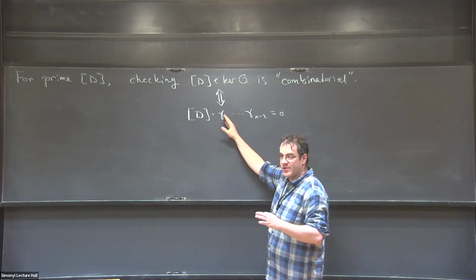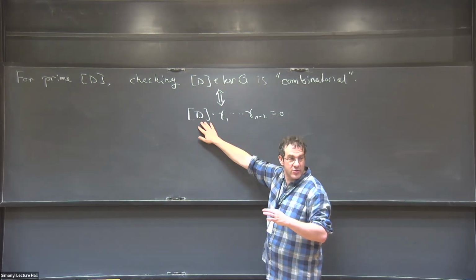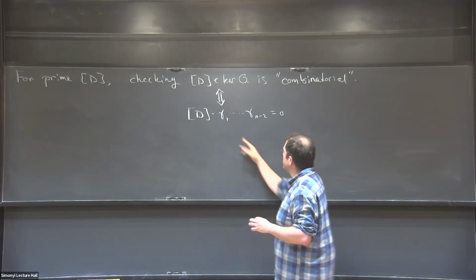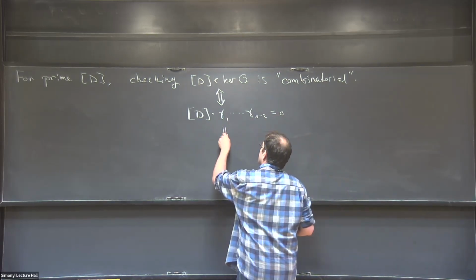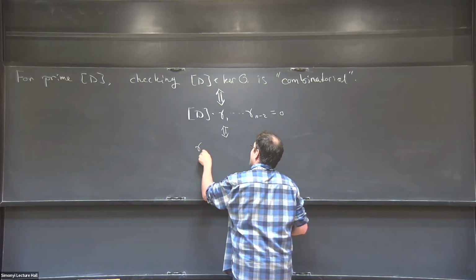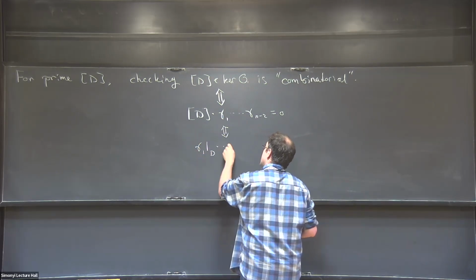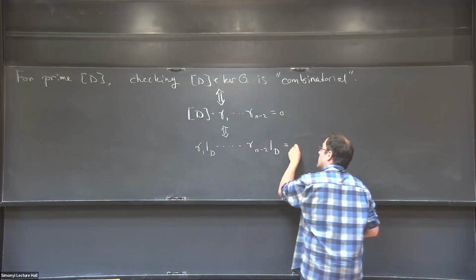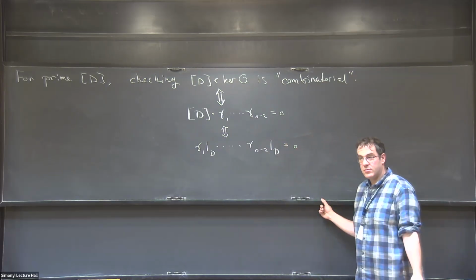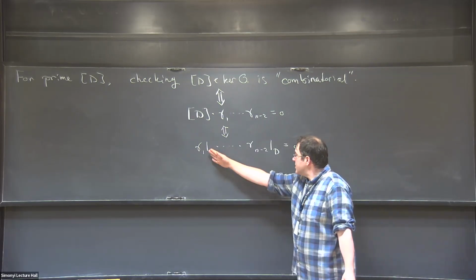You can move to a linearly equivalent class where you don't have D in the support, and then you're good, right? So you can restrict each of these divisors to D, right? So this is really just saying that gamma 1 restricted to D is 0. Does that make sense?